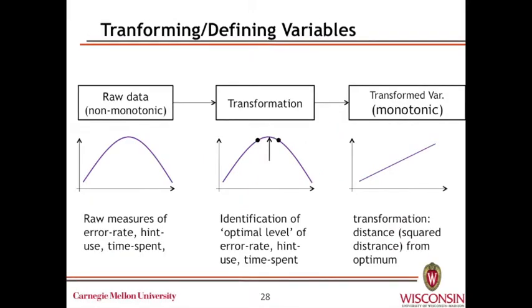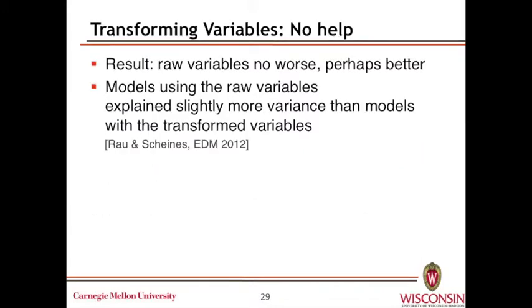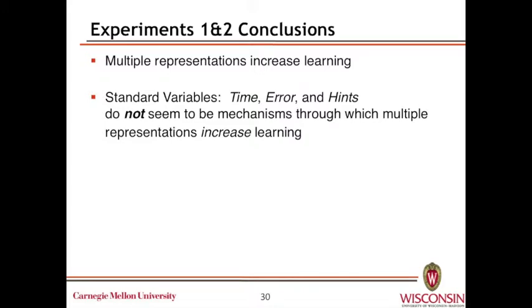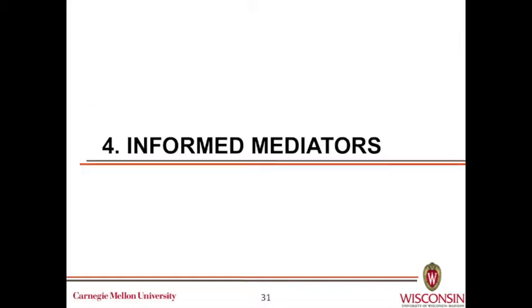The conclusions we reached were that we know multiple representations seem to increase learning, but the standard variables, time, errors, and hints, do not seem to be mechanisms through which they increase learning. It's possible they are, and we had latent confounders, but we had no evidence that they were. And so now, Martina is going to take over and show you what we did for the next series of experiments, where we fared a lot better.